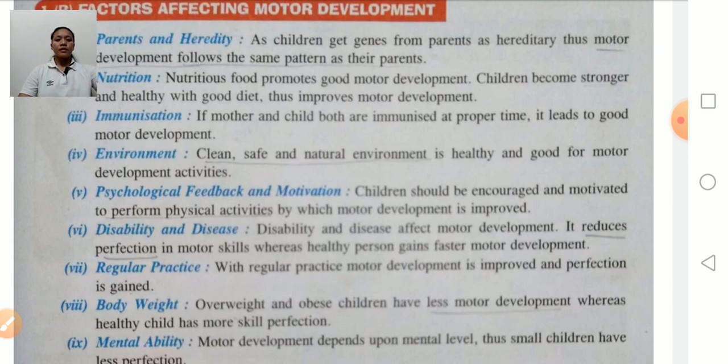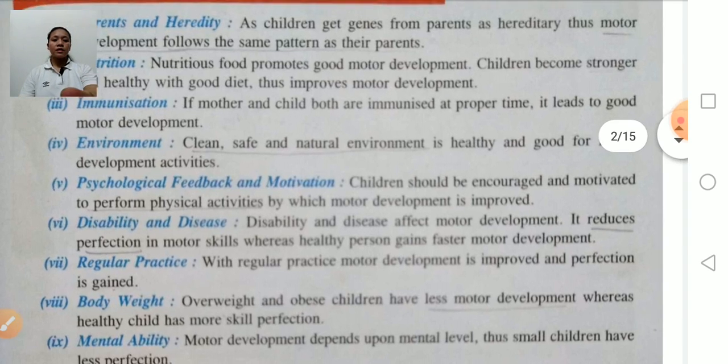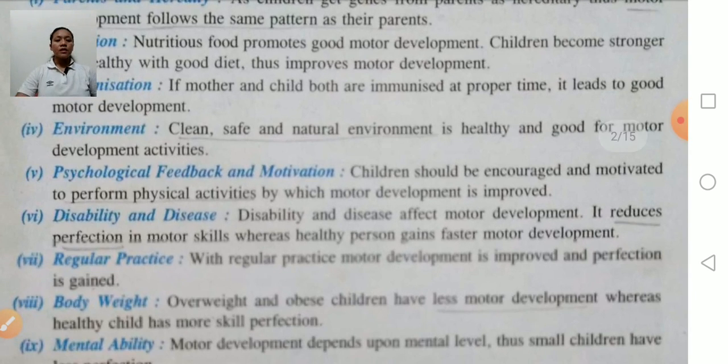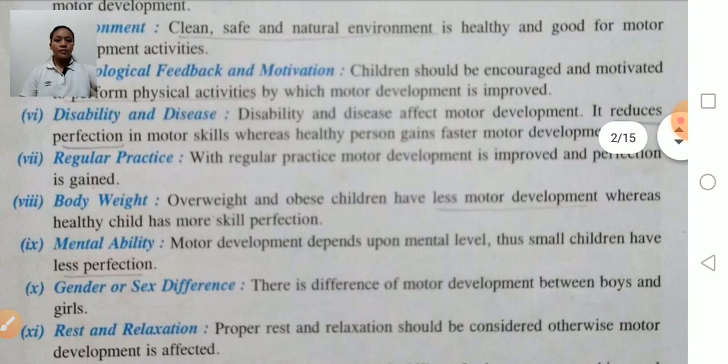Disability and disease. Disability and disease affect motor development. It reduces the perfection in motor skill. If the person is disabled, then his motor development will be slow as compared to persons who are free from disease. Regular practice. With regular practice, motor development is improved and perfection is gained. If a person does regular physical activity, or regular practice of anything, his motor development will be improved.